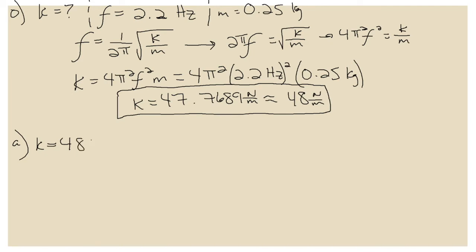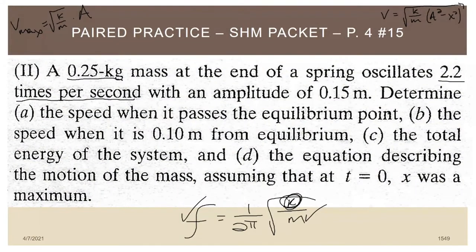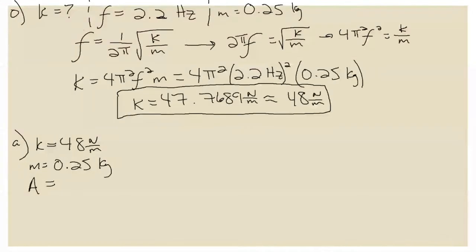So for part A here, to determine this speed, we need the spring constant, which we just found as 48 newtons per meter. We need the mass of the object, which is 0.25 kilograms. And we need the amplitude, which, if you missed it, because we didn't really go too nuts about noting it in the beginning, was given as 15 centimeters or 0.15 meters. We're looking for Vmax.